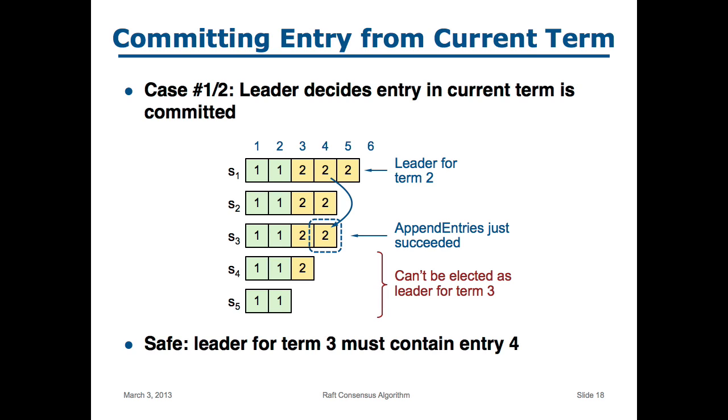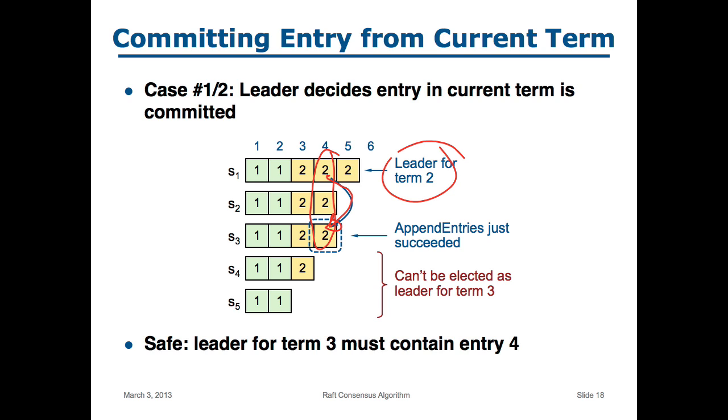First, consider the case where the leader has just decided an entry in its most recent current term is committed. So we have an example here where we're in term 2, and the leader for that term has just replicated entry 4 over onto server 3. The AppendEntries call just succeeded, and this leader now sees this entry is on a majority of servers. I declare that entry committed, and it can pass it to my state machine.